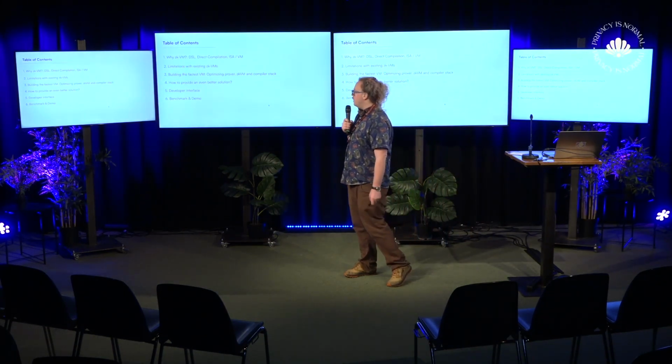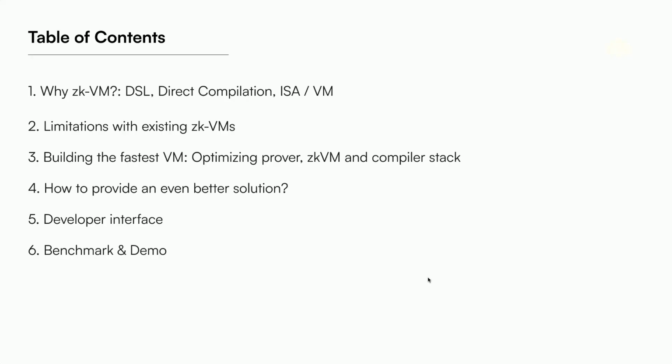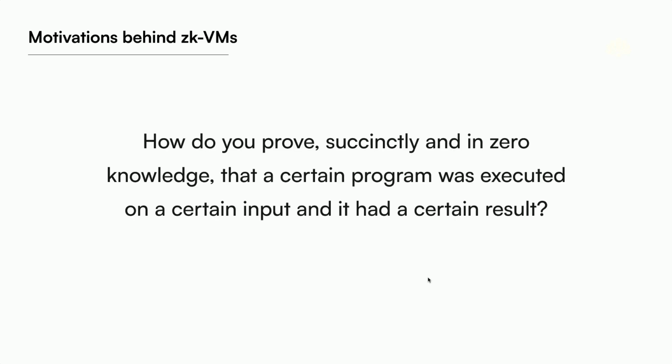So here's an outline. We'll be talking about virtual machines in general, some of the different types, some of the limitations with some of the other virtual machines on the market today, as well as what we've done at Valida to create the fastest VM out there, and a little bit about the future. So the motivating question is, how do I prove succinctly and in zero knowledge that a given program was executed and that gave the correct result?